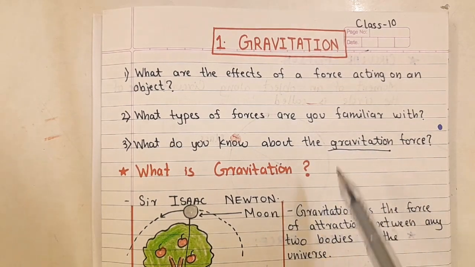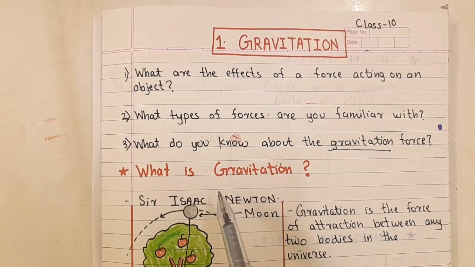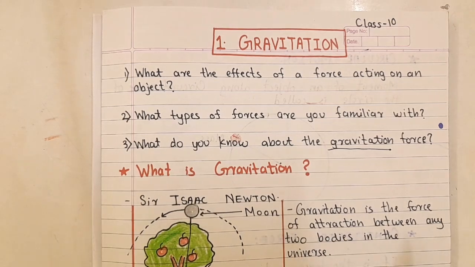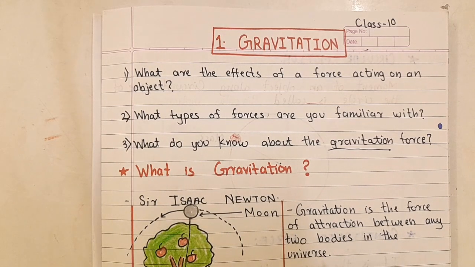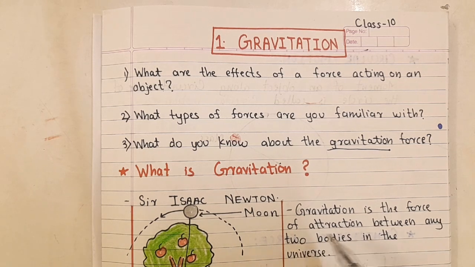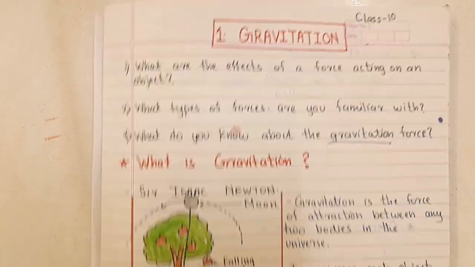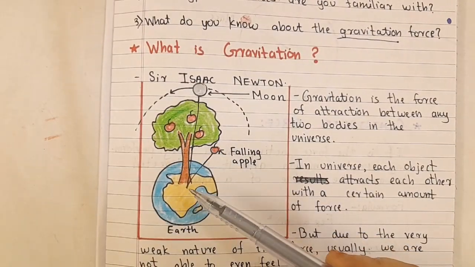Now what is gravitation, students? This phenomenon of gravitation was discovered by Sir Isaac Newton. Gravitation is the force of attraction between any two bodies in the universe. As the story goes, Isaac Newton discovered the force by seeing an apple fall from a tree onto the ground.